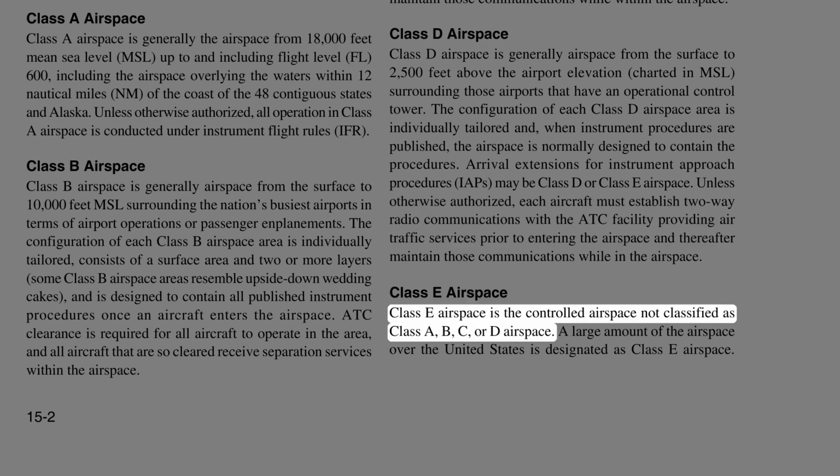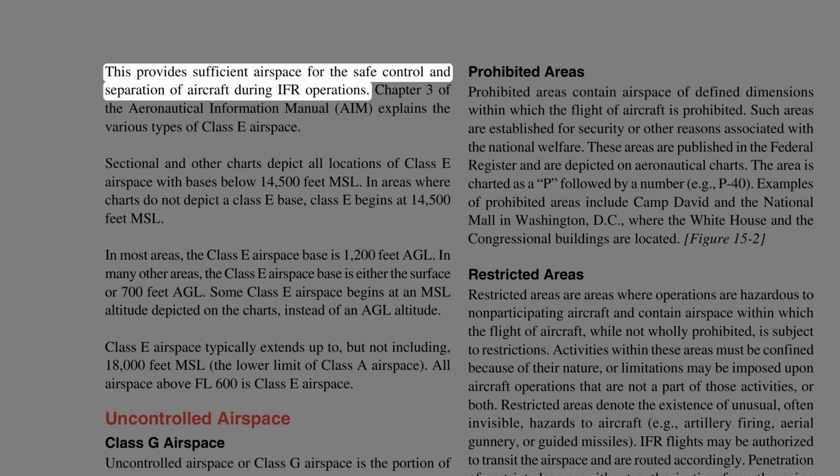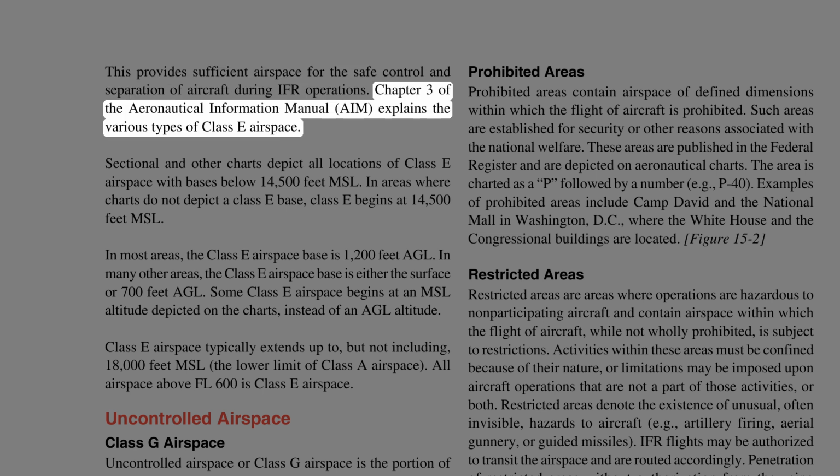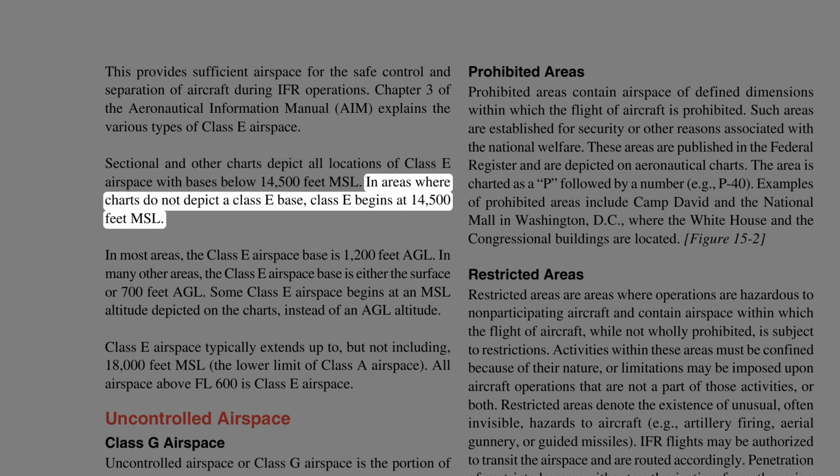Class E airspace. Class E airspace is the controlled airspace not classified as Class A, B, C, or D airspace. A large amount of the airspace over the United States is designated as Class E airspace. This provides sufficient airspace for the safe control and separation of aircraft during IFR operations. Chapter 3 of the Aeronautical Information Manual, AIM, explains the various types of Class E airspace. Sectional and other charts depict all locations of Class E airspace with bases below 14,500 feet MSL. In areas where charts do not depict a Class E base, Class E begins at 14,500 feet MSL.